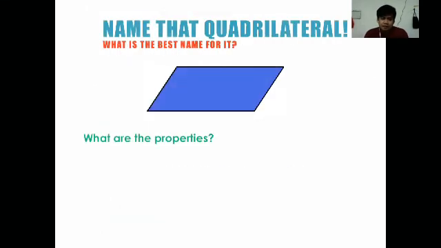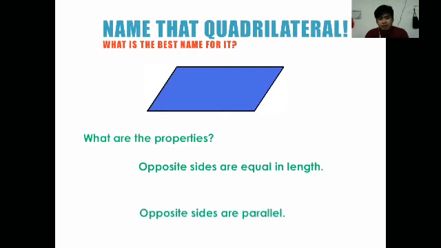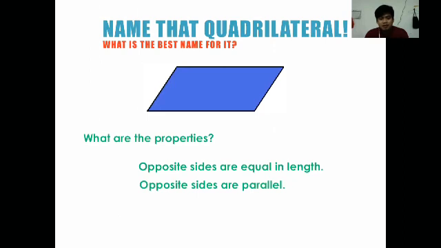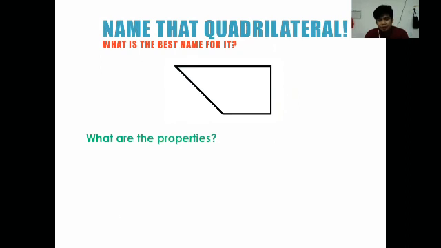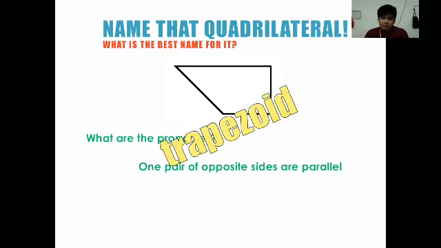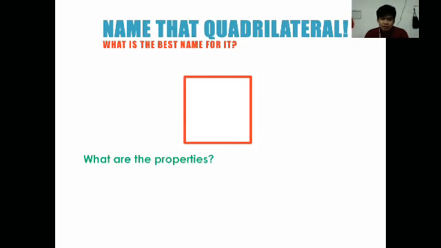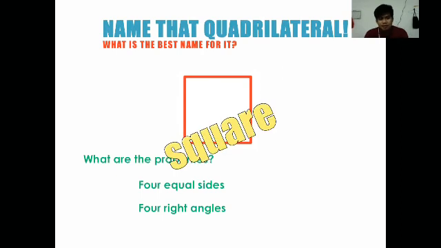So, name that quadrilateral. What is this? What are the properties? Opposite sides are equal. Opposite sides are parallel. So what is this? This is a parallelogram. Next. Properties: one pair of opposite sides are parallel. This is a trapezoid. Next. We know what this is. It has four equal sides and four right angles. So this is a square.